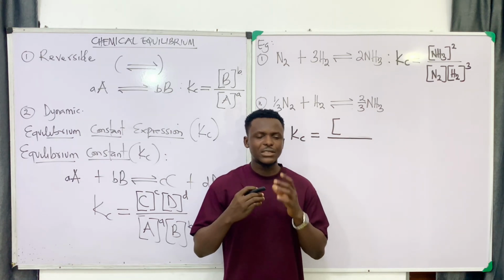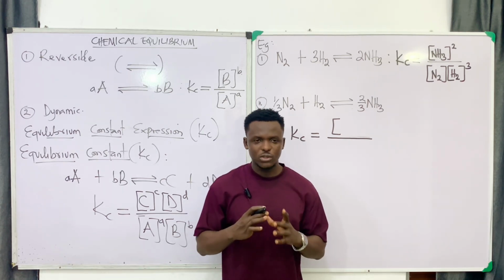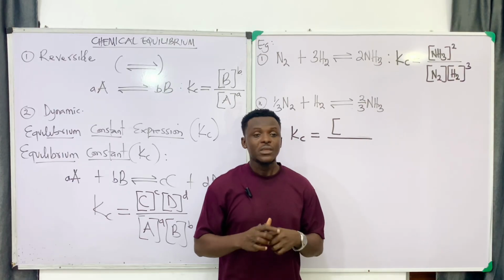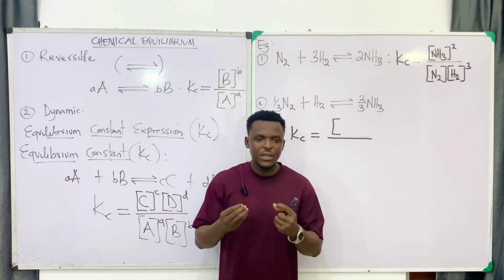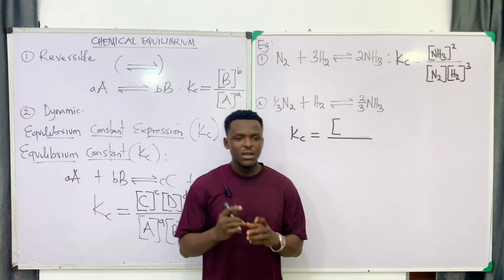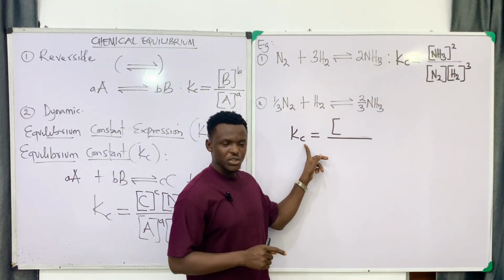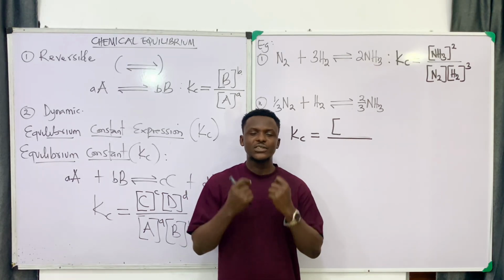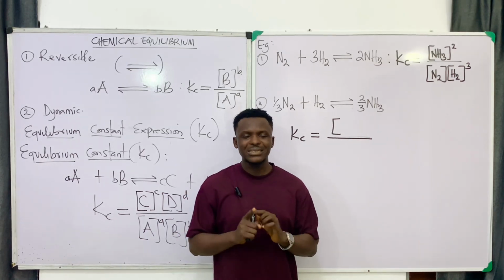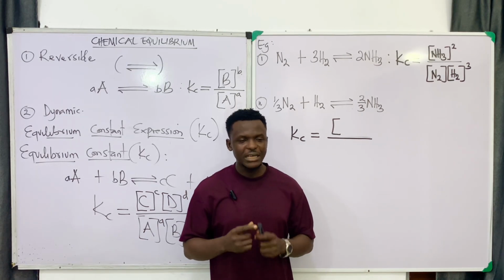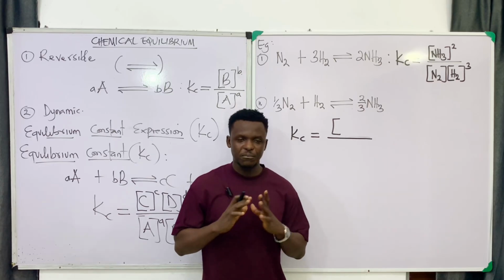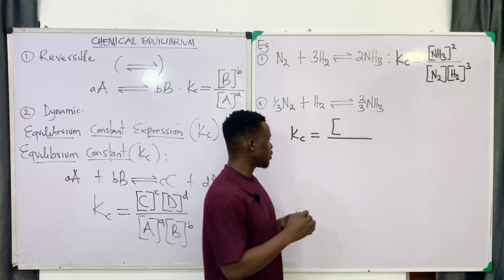But if they did not mention which of them you're asked to write, if they just say give the equilibrium constant expression, please, you should always write it in terms of concentration, right? Unless they ask you to give the equilibrium constant in terms of partial pressure. That is only when you're going to use partial pressure. All right, so let's continue.